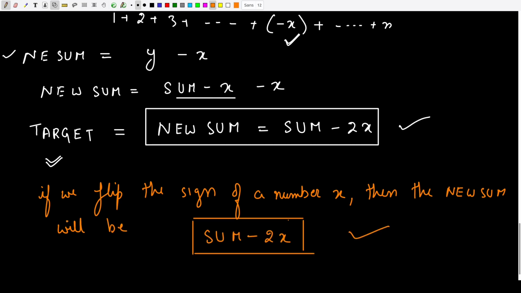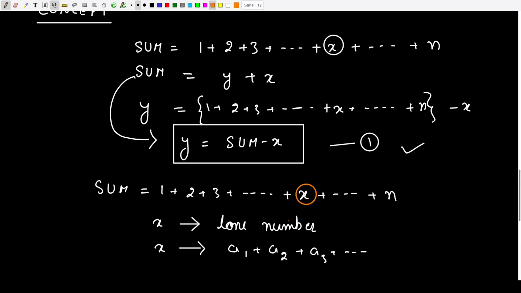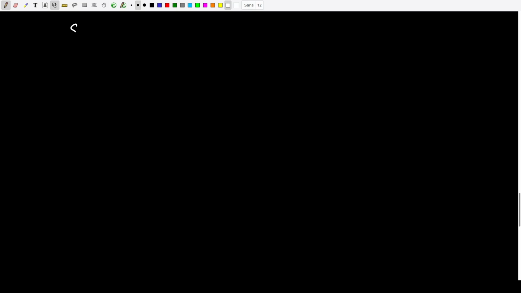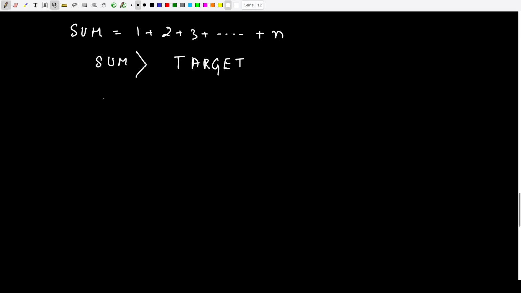So having understood this concept, now let us solve our problem. We were discussing the case where the sum is greater than target. So let us discuss this case. Over here, our sum equals 1 plus 2 plus 3 all the way till n. Our sum is greater than target. Since sum is greater than target, let us compute the difference. The difference will be equal to sum minus target.